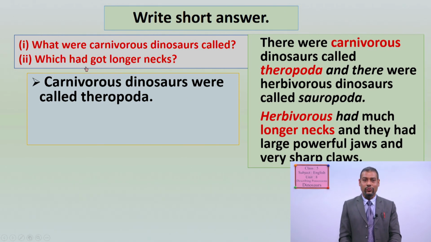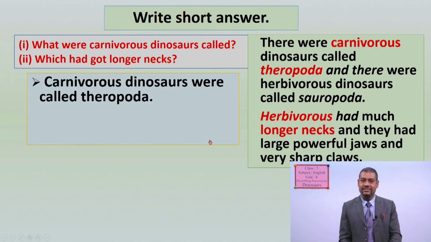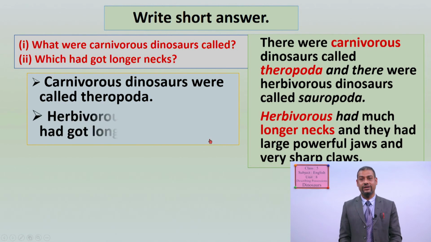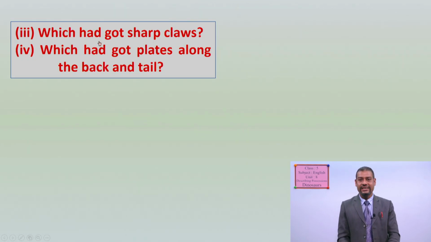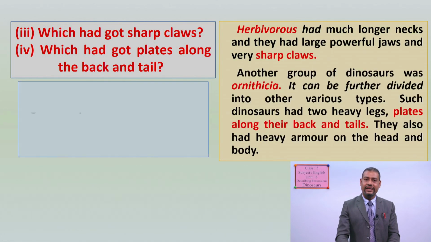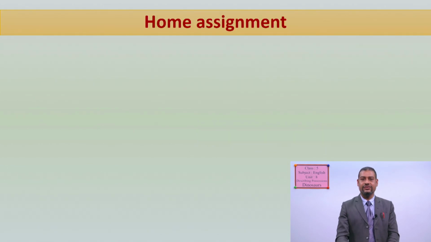Okay. Another, which had got longer necks. From here you can find the answer. Herbivorous had much longer necks. These are main ideas for you. And from here you can write down the answer. So your answer should be what? Yes, herbivorous, or you can write down sauropoda had got longer necks. Okay. Likewise, which had got sharp claws, which had got plates along the back and tail. You have to write their answers at your home. And another question I want to ask you, what did a large asteroid cause in the atmosphere? You have to write down its answer. Okay, so you have to complete it at your home.